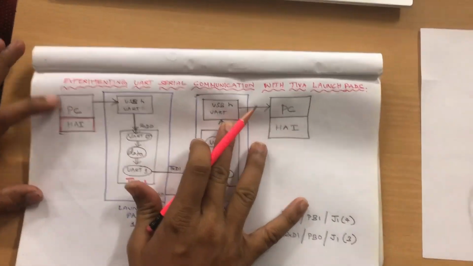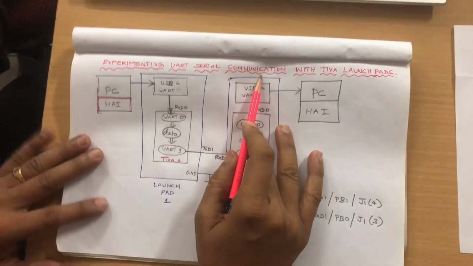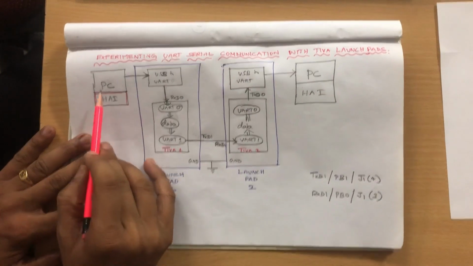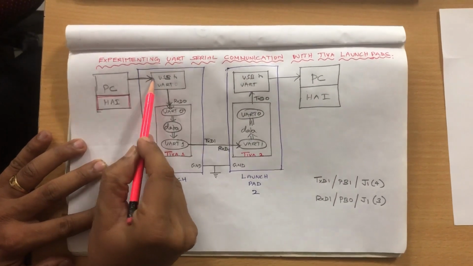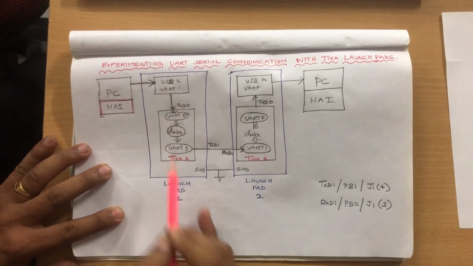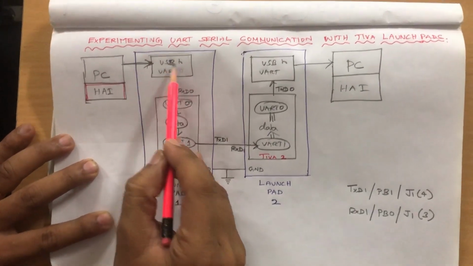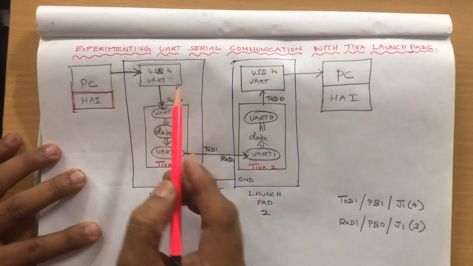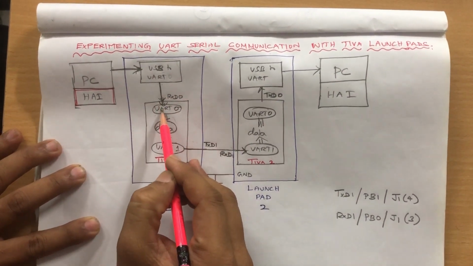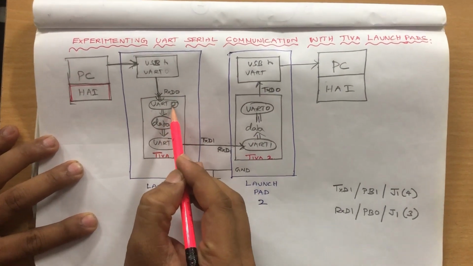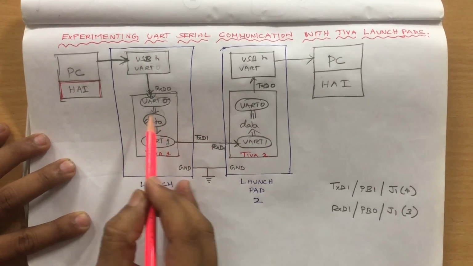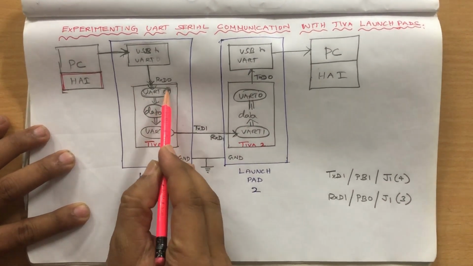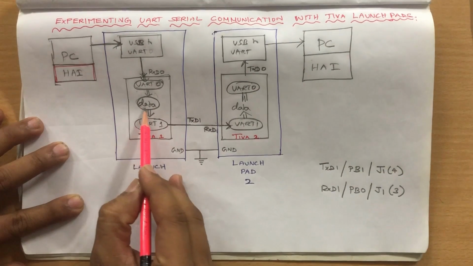So if you look at this diagram here, this is experimenting UART serial communication with TIVA Launch Pad. Here we can see the PC, where in the serial window we are typing hi. From the PC, it transmits to Launch Pad 1. In Launch Pad 1, there is a USB to UART converter. From this USB UART converter, it transmits the data to UART 0 of our TIVA microcontroller 1. The data received from UART 0 is copied to the variable data.